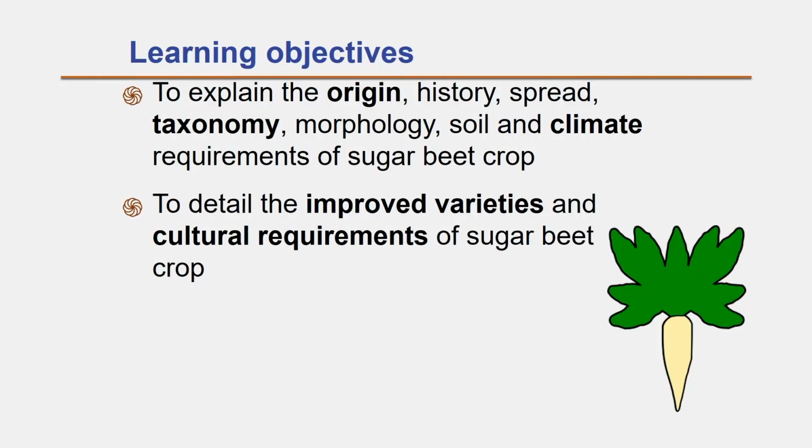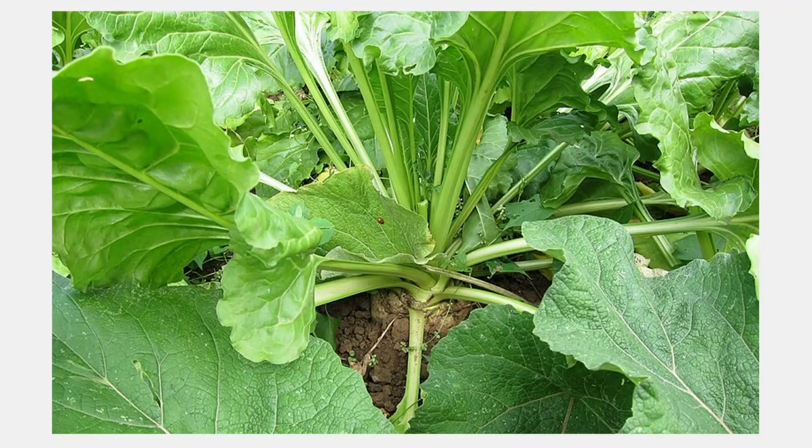The learning objectives are to explain the origin, where it has originated, how it has spread, and what the classification of this crop is, and morphology, how it looks from outside, and what the soil conditions are where it performs better, and the climatic requirement of the sugar beet crop. We will also detail the varieties that are available in the country and the different cultural requirements of this crop. Cultural requirements will include time of sowing, method of sowing, depth of sowing, field preparation, etc. So you can check first of all the plant. It looks like this, a very lush green kind of plant.